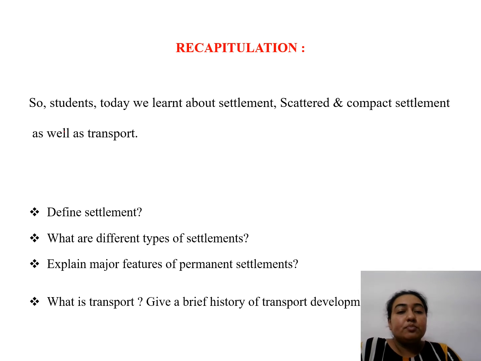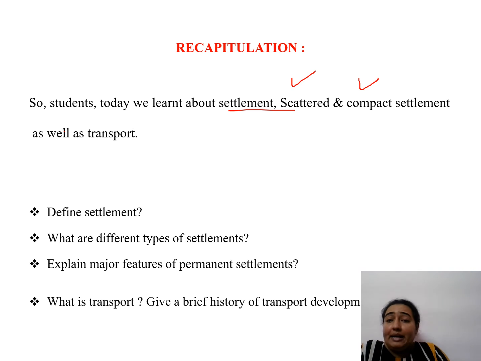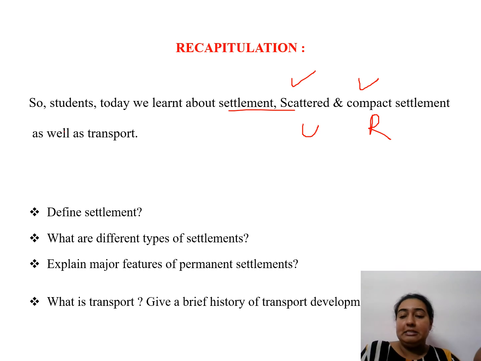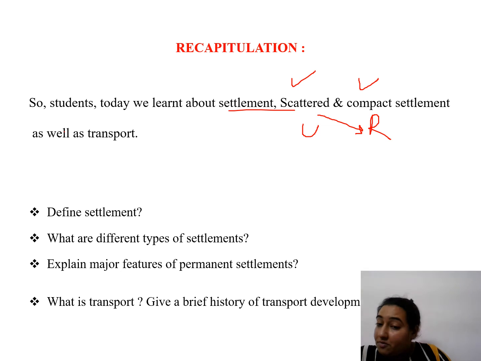Now, so today, students, we have learned about settlement. In settlement, we see that we have scattered settlement, compact settlement, urban settlement, and rural settlement. Urban means cities, and compact settlements are found in urban settlement. And in scattered settlement, we have seen rural areas, villages, how they are found in an extensive area. So these are the examples of compact and scattered settlement.